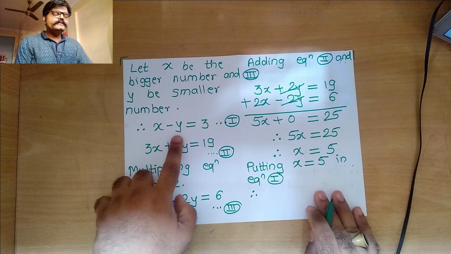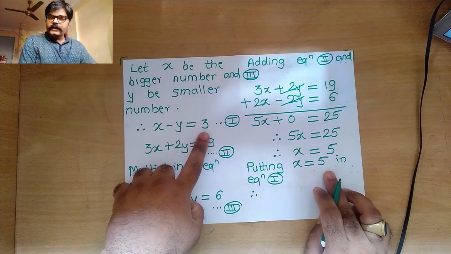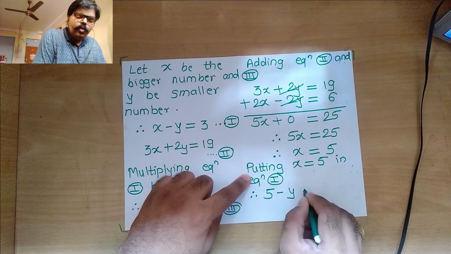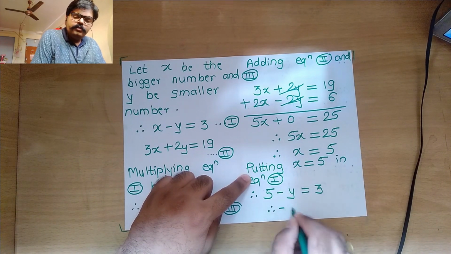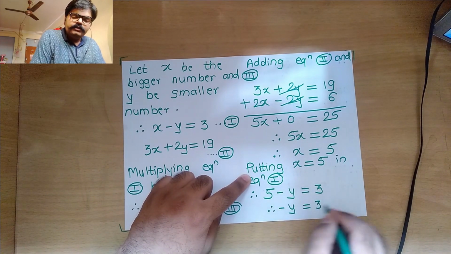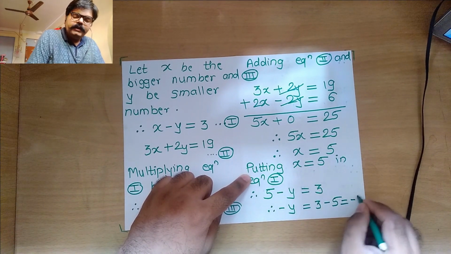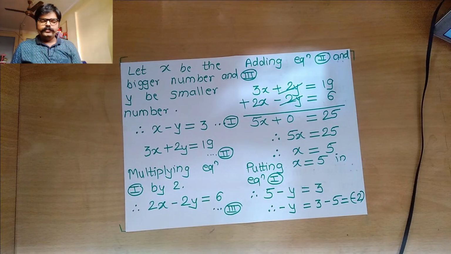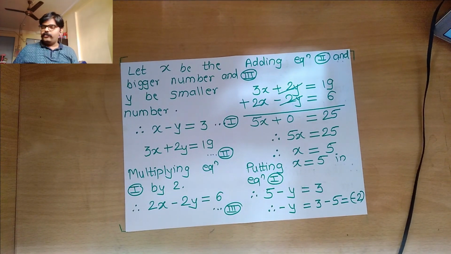Earlier it was x minus y is equal to 3. Now after substituting this 5 in the place of x, we are going to get 5 minus y is equal to 3. Therefore, minus y is equal to 3 minus 5, which is equal to minus 2. So minus y is equal to minus 2, which we can understand that y's value we have got it to be 2 itself, positive 2.